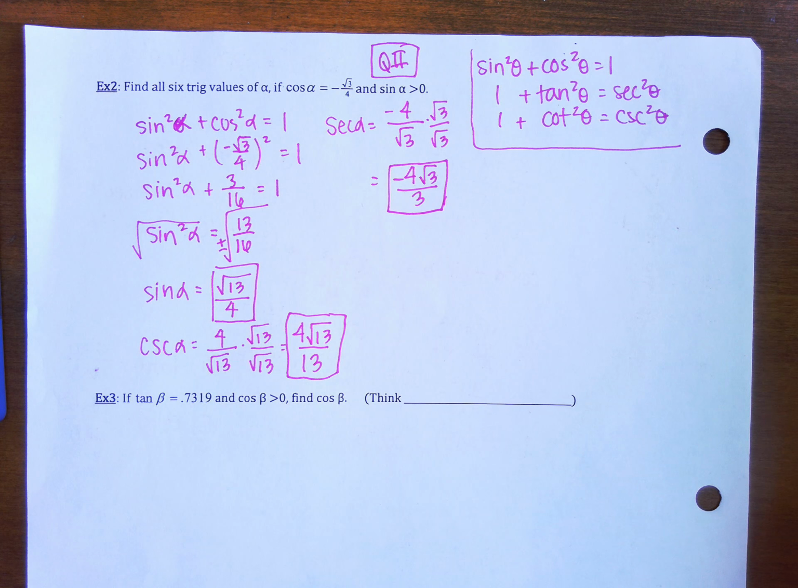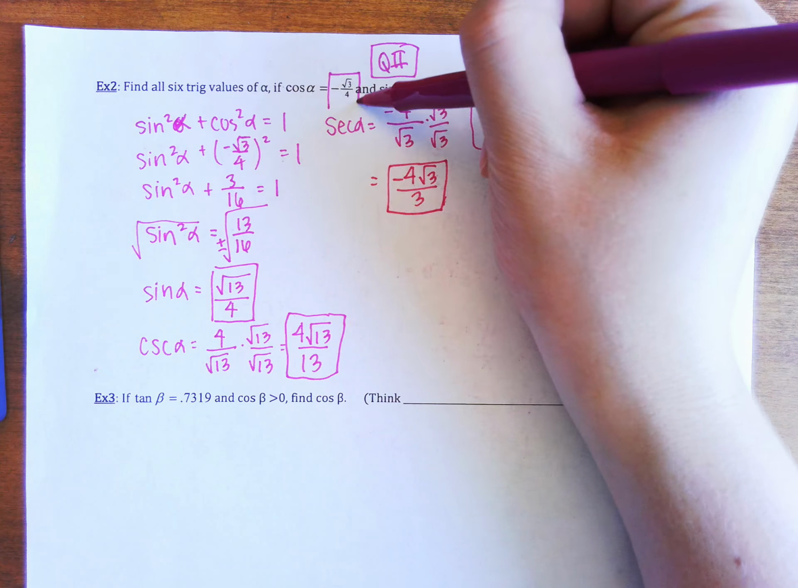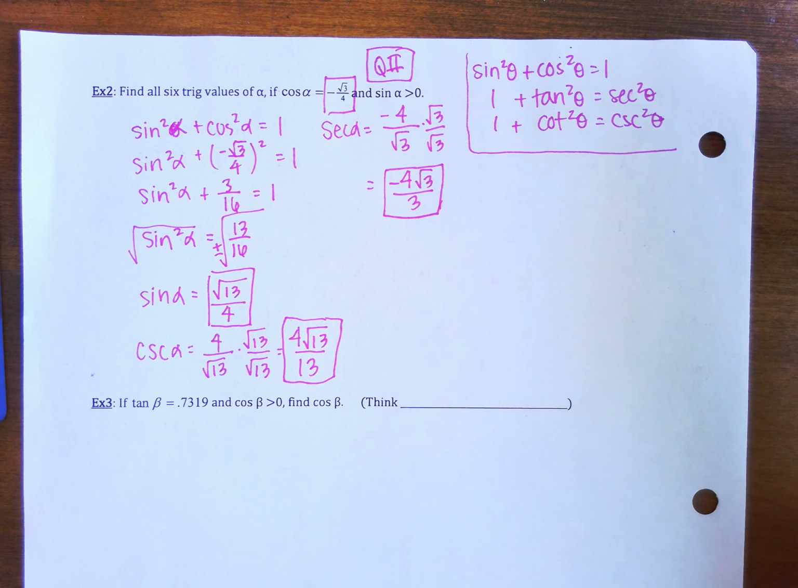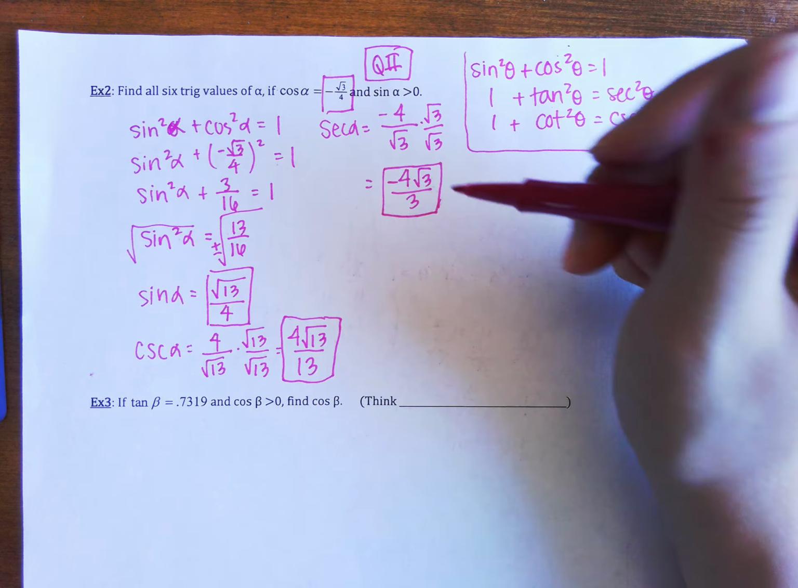Okay, good so far. So now that we have cosine, here's cosine. Now that we have these four, we can find our tangent and our cotangent. We could use this formula if we wanted, since now we know secant, and plug it in and then solve for tangent. But we can also use our quotient identities and just do sine over cosine.